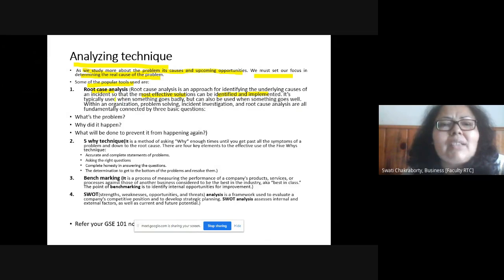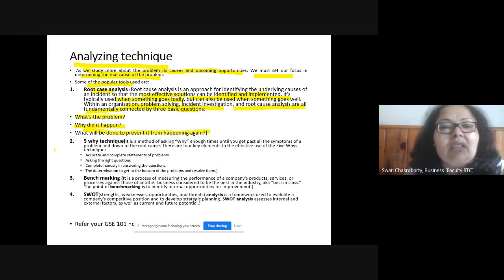It's more generally used when something goes wrong, but it can also be used when something goes well. So within an organization, problem solving, incident investigation, and root cause analysis are all fundamentally connected by three questions. What's the problem? Why did it happen? And what will be done to prevent it from happening again? The three things: what's the problem, why, the cause, and what can be done to prevent it?